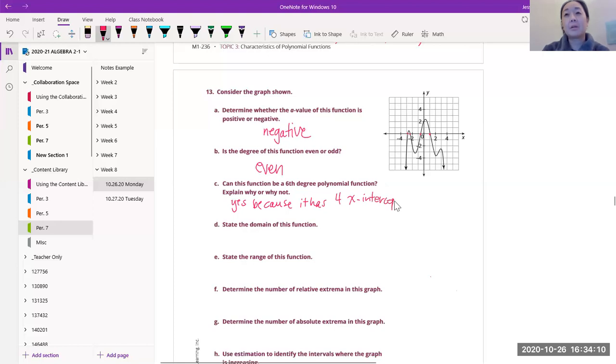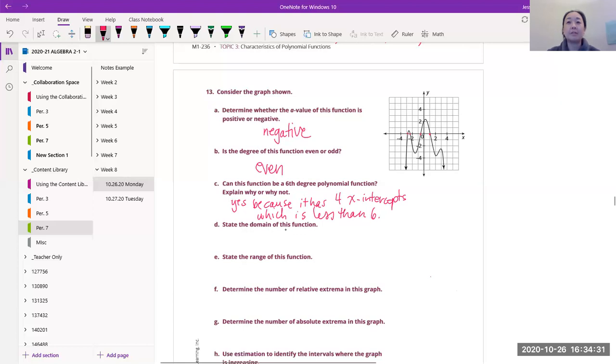Intercepts, which is less than 6. And why am I choosing 6? Remember, because it could have up to 6 x-intercepts, but it could have less than that. Okay. All right. So let's move on.